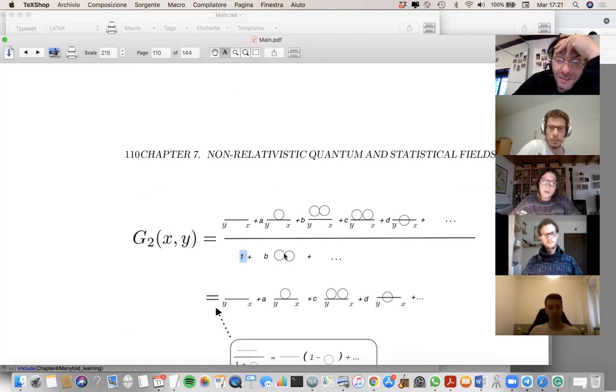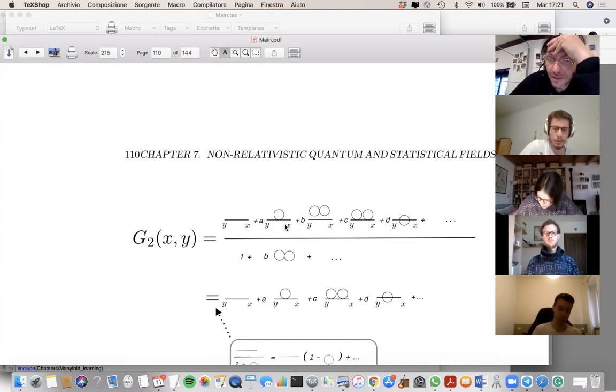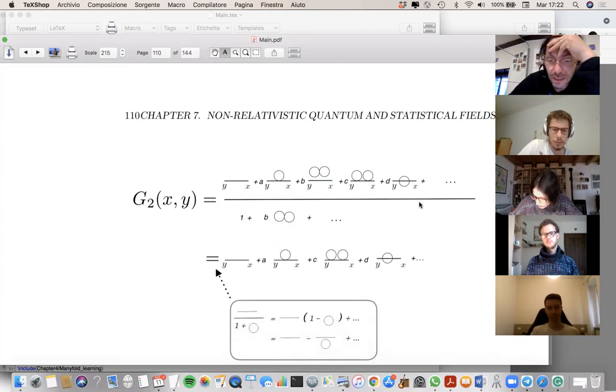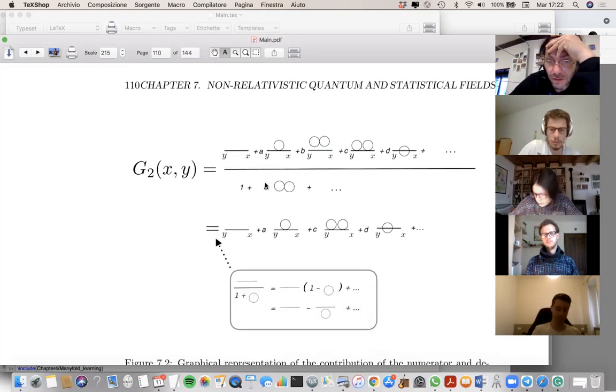Now you see something interesting is happening here. In the numerator, I get both topologically connected and topologically disconnected diagrams. What am I talking about? This is topologically connected, obviously. This is clearly topologically disconnected. This is topologically connected. This is topologically connected. Don't mix up the concept of connected with reducible, if you have that in mind. I've never spoken about reducible diagrams in this course, okay? In the denominator, I have only these connected diagrams.